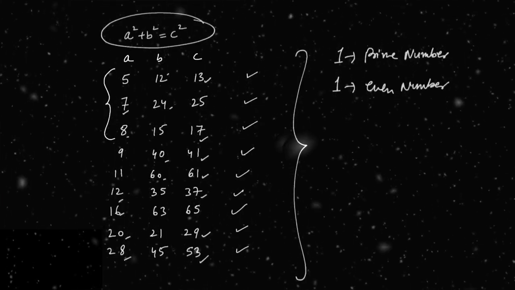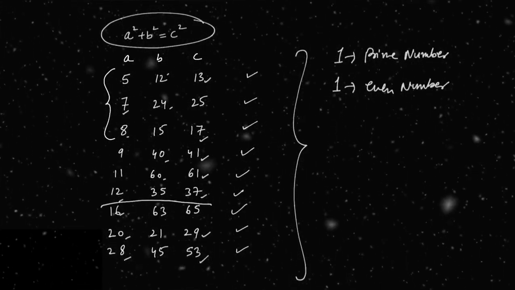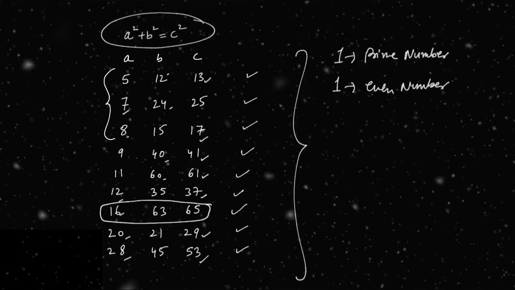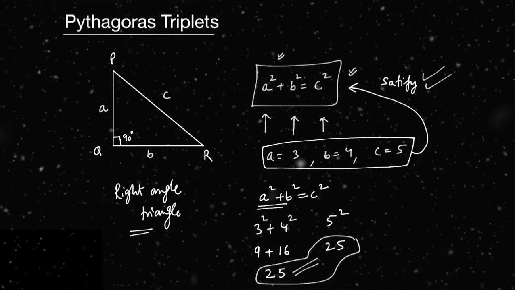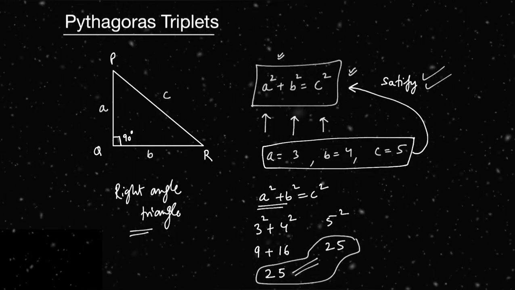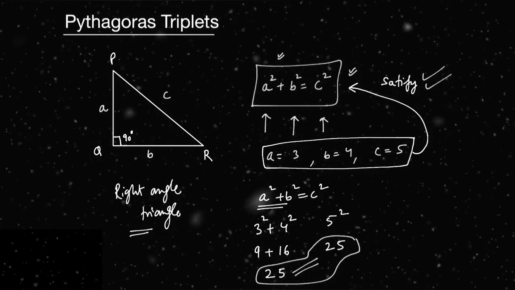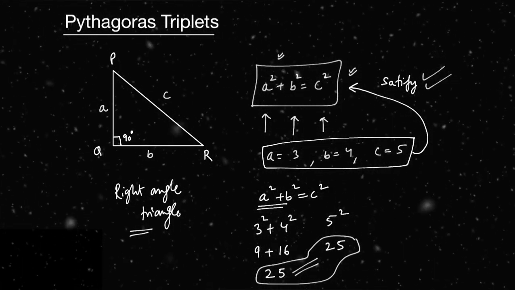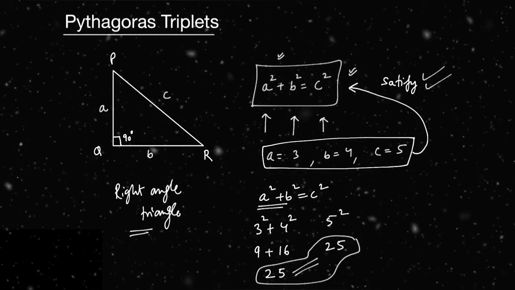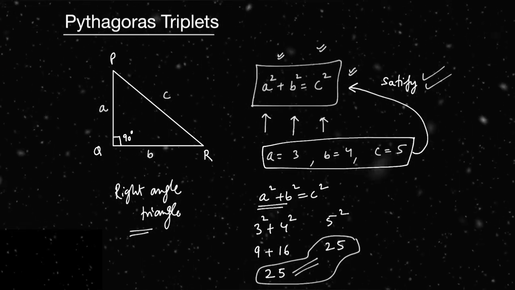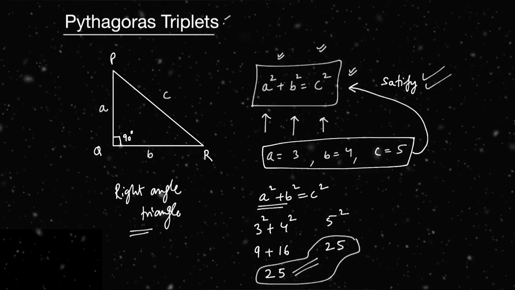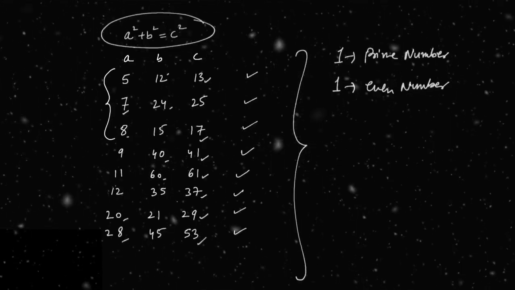Now in this list, let me tell you, 16, 63 and 65 is also a case of multiples. I think your concepts are clear. So in this way we can understand the basic concepts of triplets and how we can use these concepts in our questions. Also I will suggest that for better understanding of the concept, try to find more Pythagorean triplets.